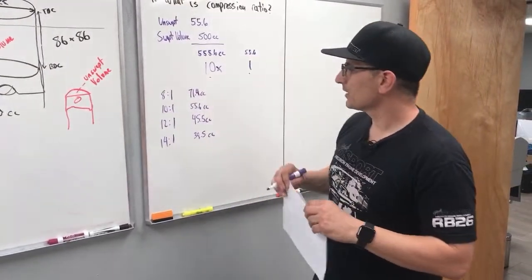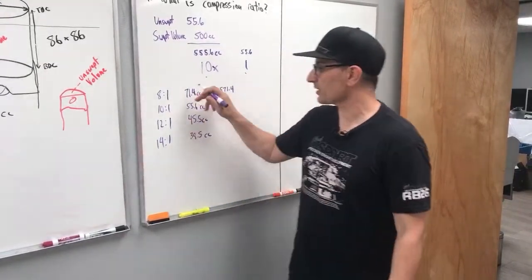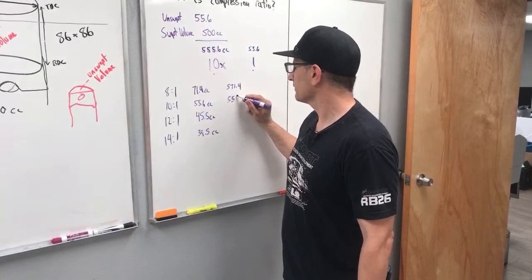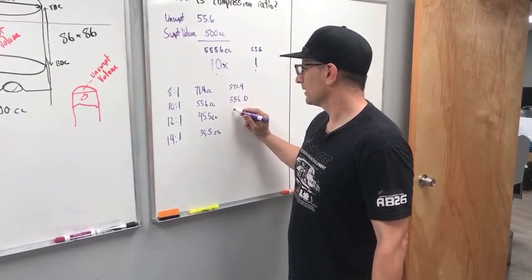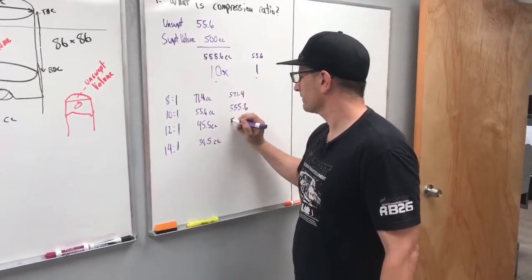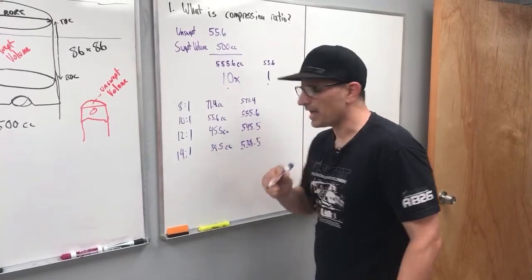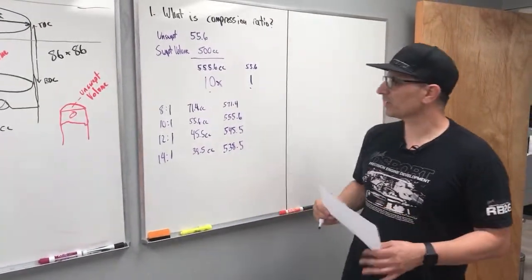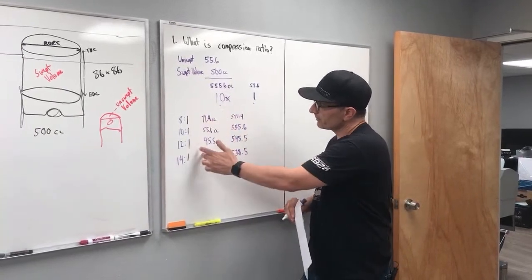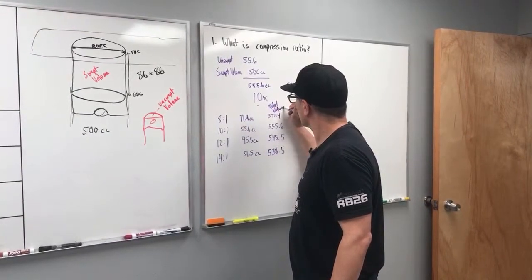Now here's the interesting thing. Our total volume here is 571.4 because we have 500 as our swept. This is our unswept volume. In the 10 to 1 case, we actually have less that we can fill up than an 8 to 1. 555.6, sorry. 555.6. Here we have 545.5, and here we have 538.5. Okay, so our total amount of volume we have also changes with compression ratio. Okay, not just the swept volume, but also the total volume. So this is our total volume, and this is our swept.